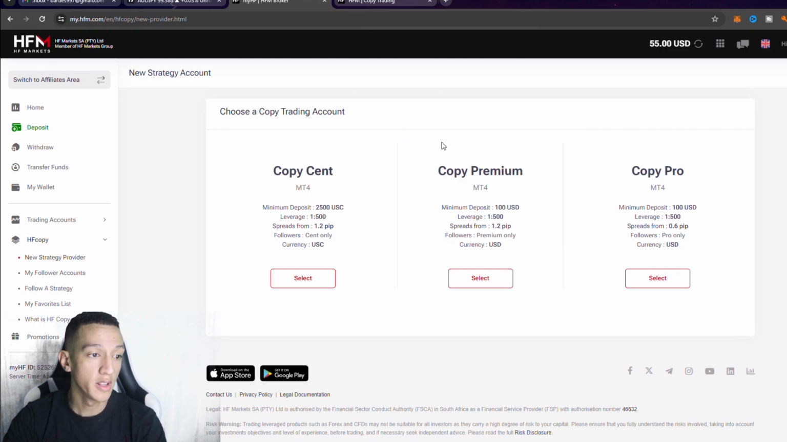If you wanted to be a provider, you can choose one of 3 accounts: Copy Sync, Copy Premium and Copy Pro. You can sign up to this and become a provider based on that.